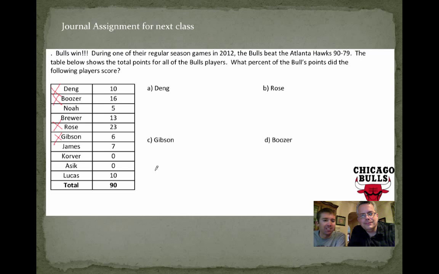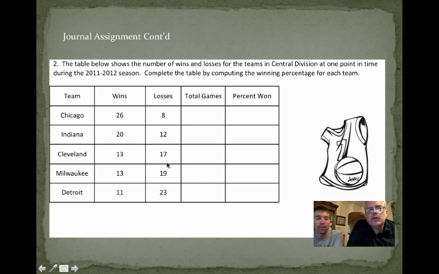Sorry, had to look at the cheat sheet again. Yeah, they're not all Bulls anymore. Those were the days. Yes, they were.